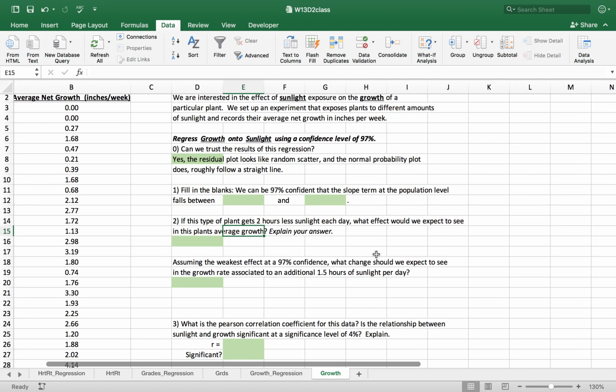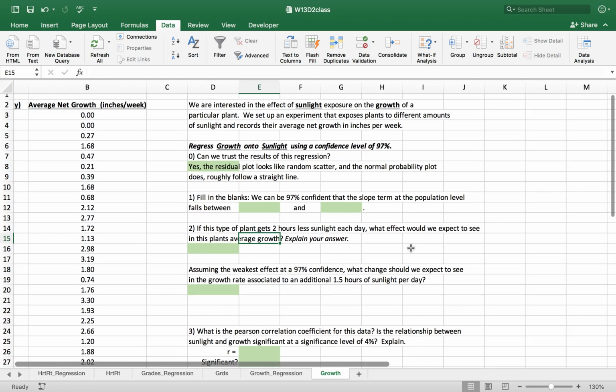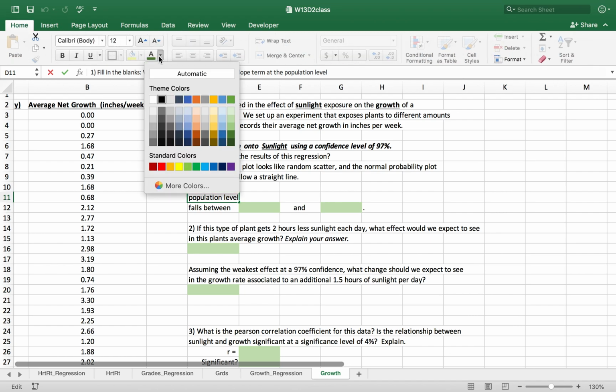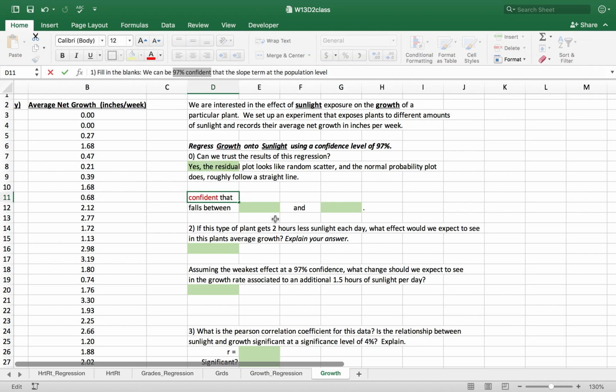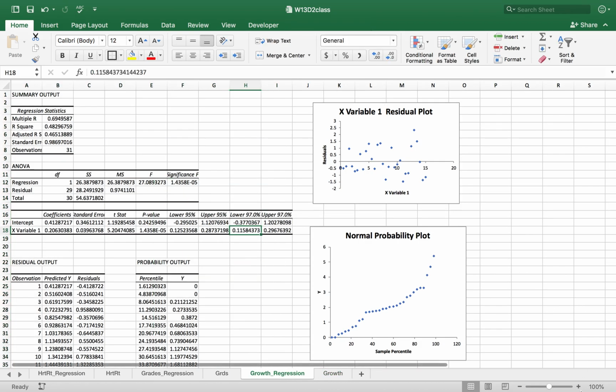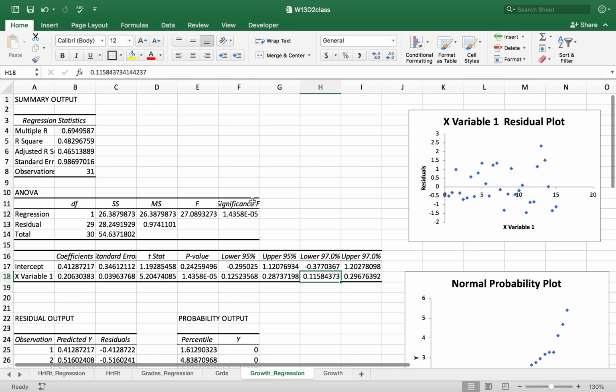Fill in the blanks. We can be 97% confident that the slope term at the population level falls between what and what? All right, so pause the video, see if you can answer this. All right, so we're talking about a certain confidence level. We're 97% confident here. And we're referencing the slope term for our regression analysis at the population level. So what we want to do is jump back into our growth regression analysis output, and we want to grab the 97% confidence level estimates, which are sitting here, and put them in the empty spaces.